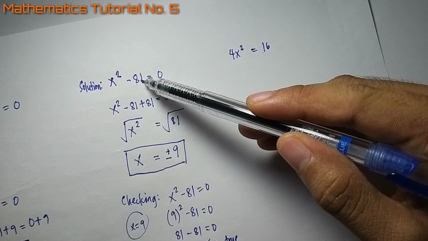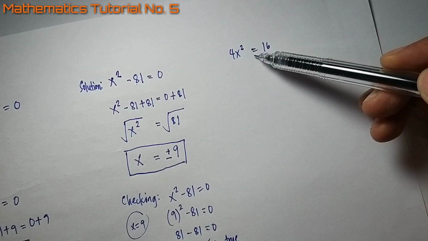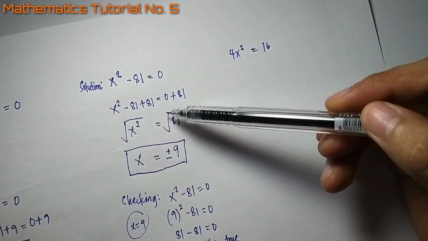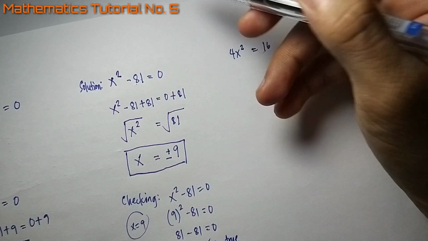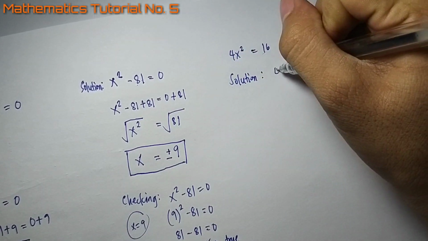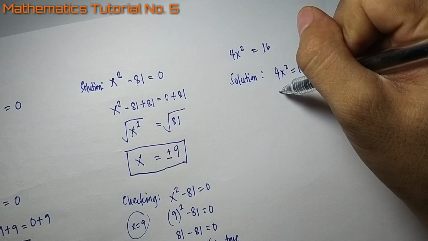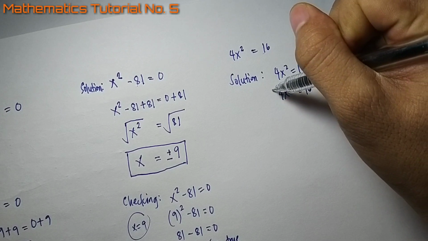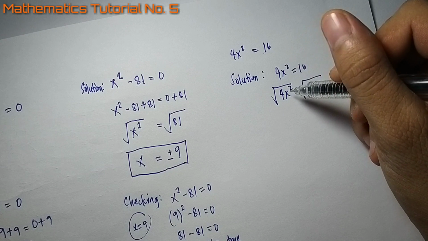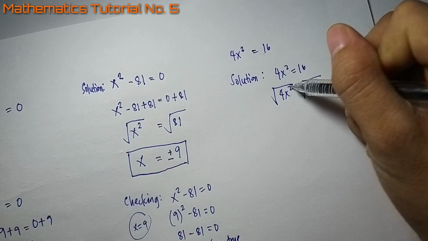Parehas ni negative 81 nga ato pang gitabok sa pikas. Pero kini nakatabok na daan. So unsa may sunod nga step kung nakatabok na, di ba ato nang i-square root both sides. So 4x squared equals 16. So ato na dayon nang i-square root both sides. Karon 4x squared. Unsa may square root sa 4x squared?